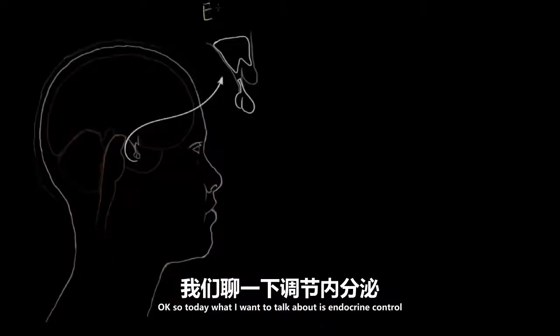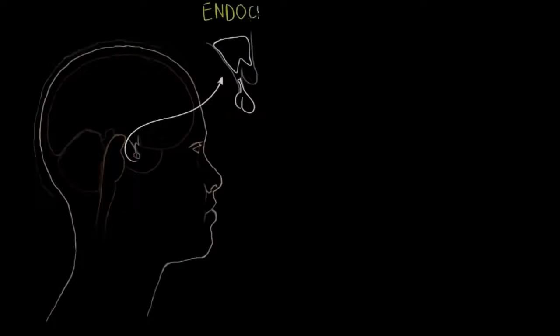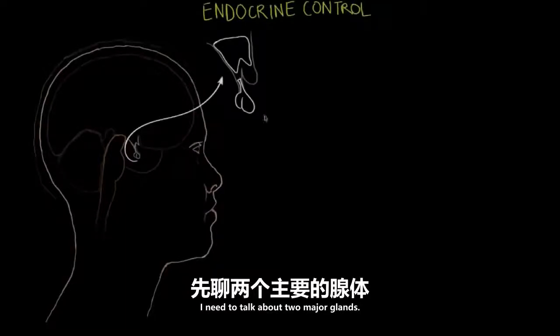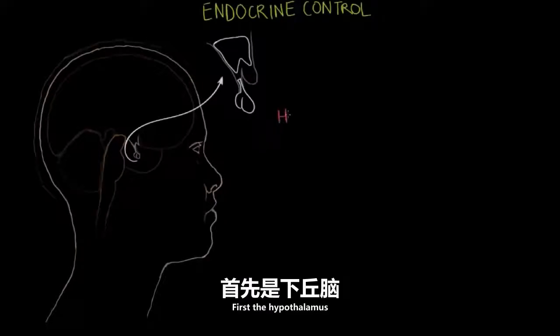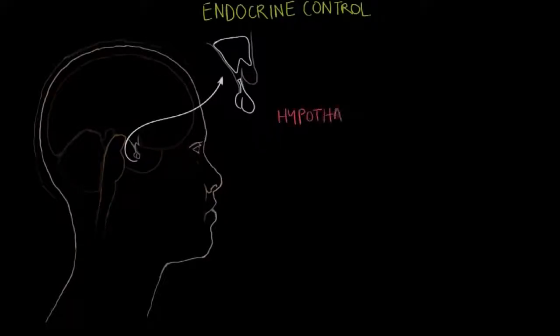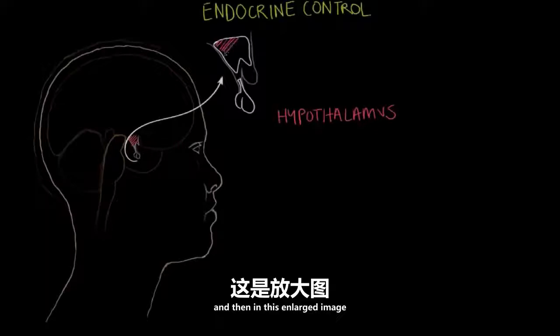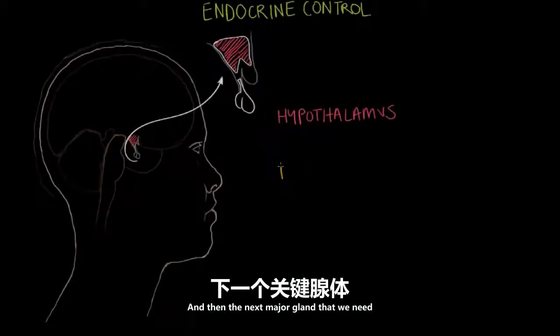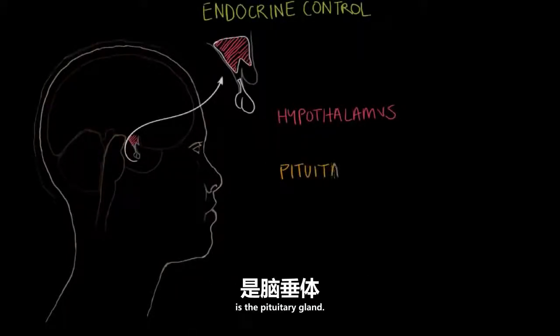Okay, so today what I want to talk about is endocrine control. And in order to talk about endocrine control, I need to talk about two major glands. First, the hypothalamus. I'm going to draw that in here. And then in this enlarged image right here, this is just a blown up view of the hypothalamus. And then the next major gland that we need is the pituitary gland.